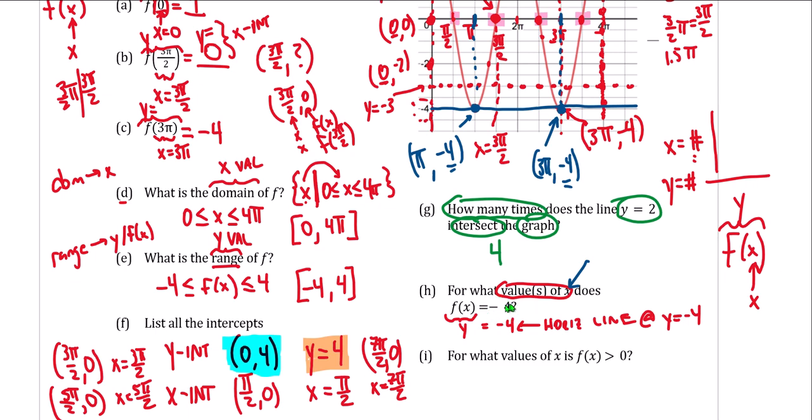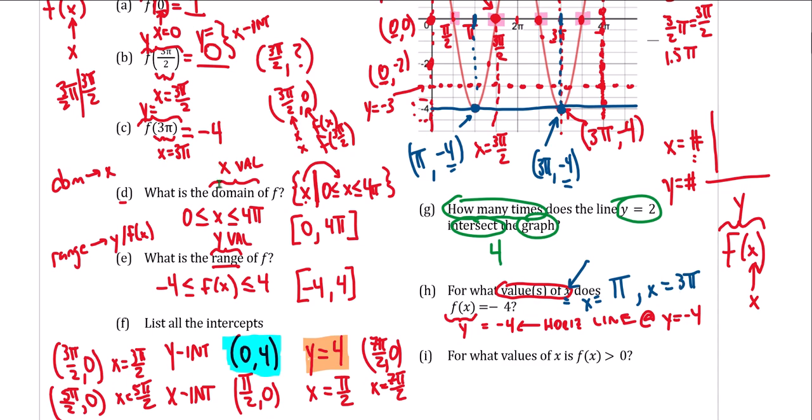x values that equal negative 4, which means the answer to this question, which again is asking for the x values, is x equals pi, and x equals 3 pi. Those are the two values of x for which the y value, or f of x value, will be negative 4. In other words, we're just looking for the points of intersection between that horizontal line, y equals negative 4, and the graph of the function. We already know that the y values there are negative 4. We just need to return the x values.